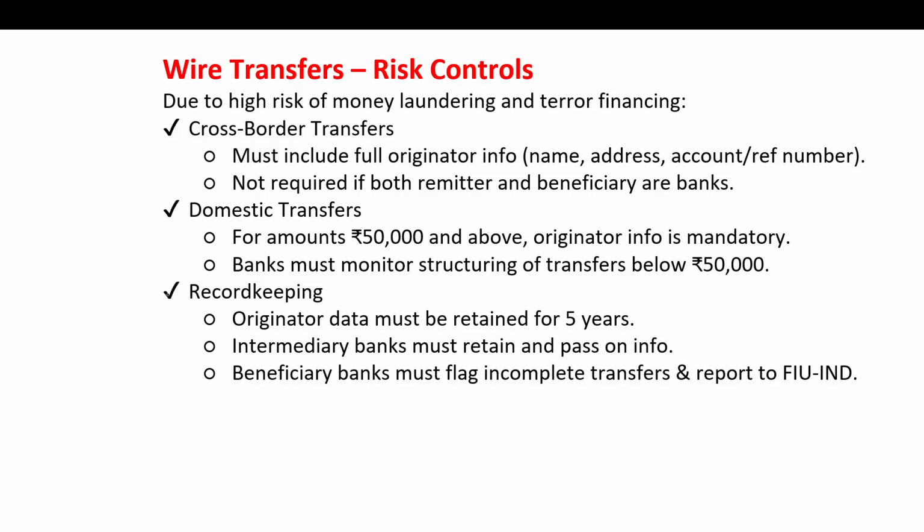If someone is breaking it up to avoid the rule, say two transfers of 49,000 each to avoid monitoring, this is called structuring. So the bank should identify such behavior, and if the person is uncooperative, the bank should file an STR, suspicious transaction report, to FIU-IND. The sending bank must keep sender's information for 5 years.